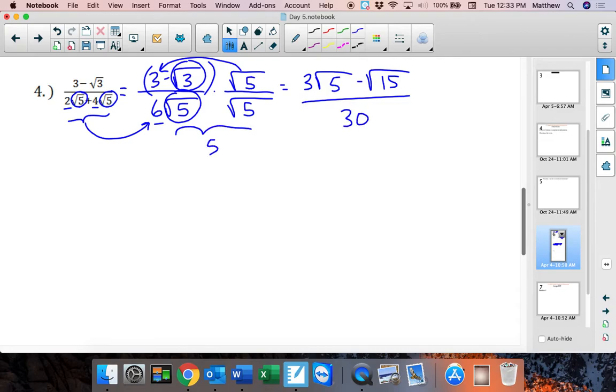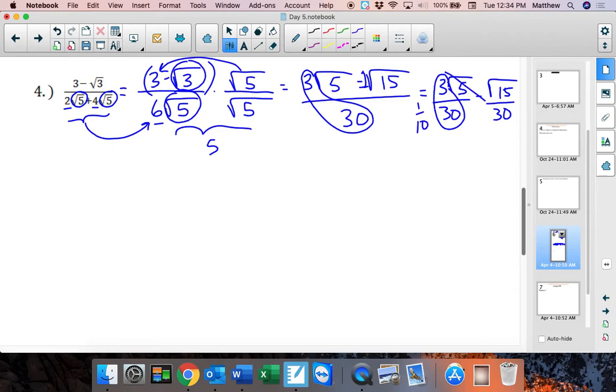Root 5 simplified, root 15 simplified. This 3 and 30, I could simplify, but there's the 1 here. I would basically have to split that up into 2. So it would be like 3 root 5 over 30 minus root 15 over 30, and then simplify that to 1/10. But, you know, to me, that's more work than you need to do. So you can leave it as 3 root 5 minus root 15 all over 30.